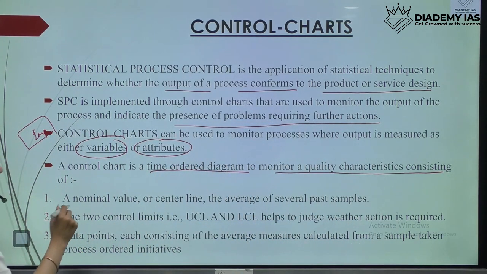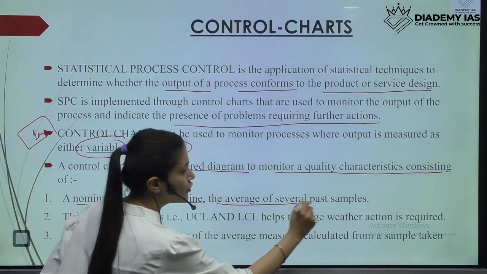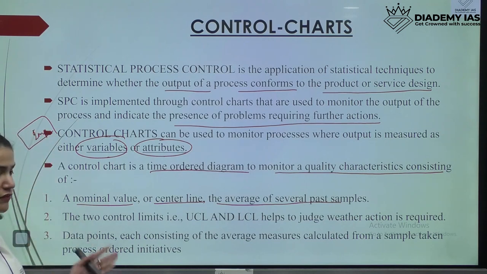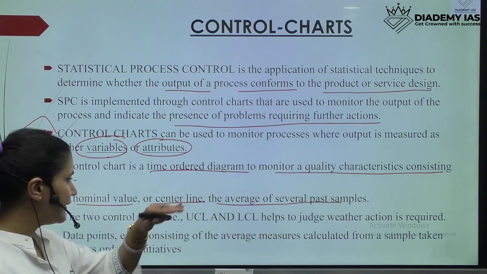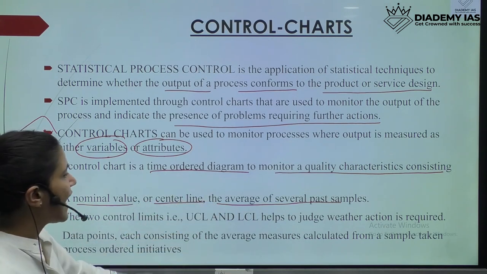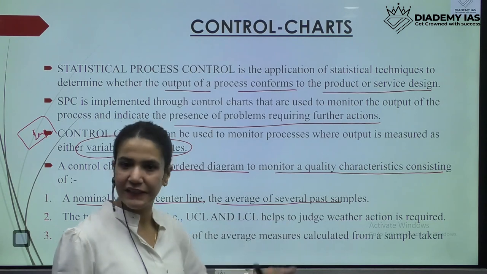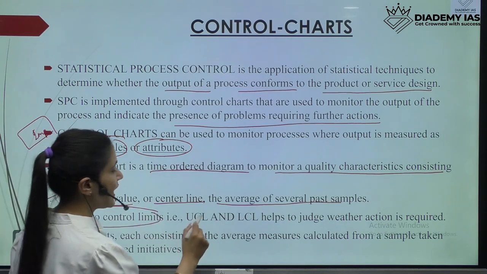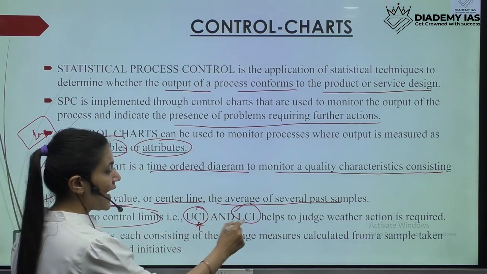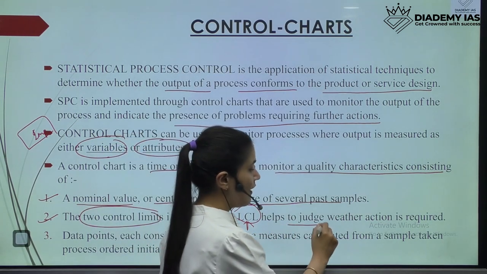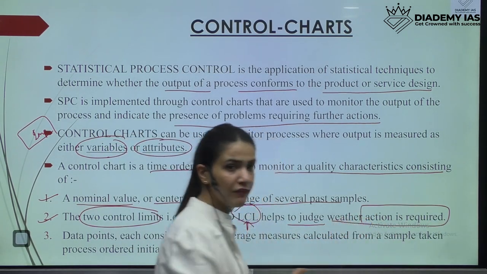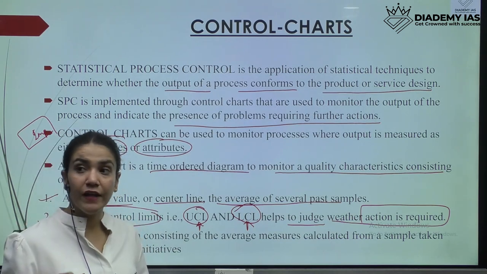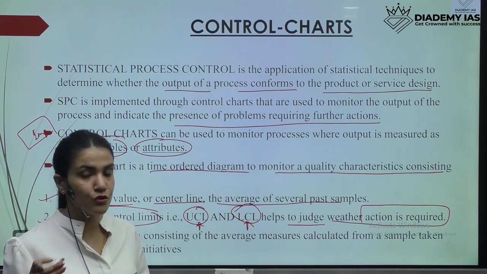First, a nominal value or a central line and the average of several past samples. It includes your nominal value, which I'll also show you in the diagram, a central line or the main mean position that we have, and the average of several past samples that they take. Then, apart from that, there are two control limits, UCL and LCL, upper control limit and lower control limit, which help to judge whether action is required or not, whether they have to stop the production, rectify the error, identify the defect, like I just told you, and resolve it as soon as possible.